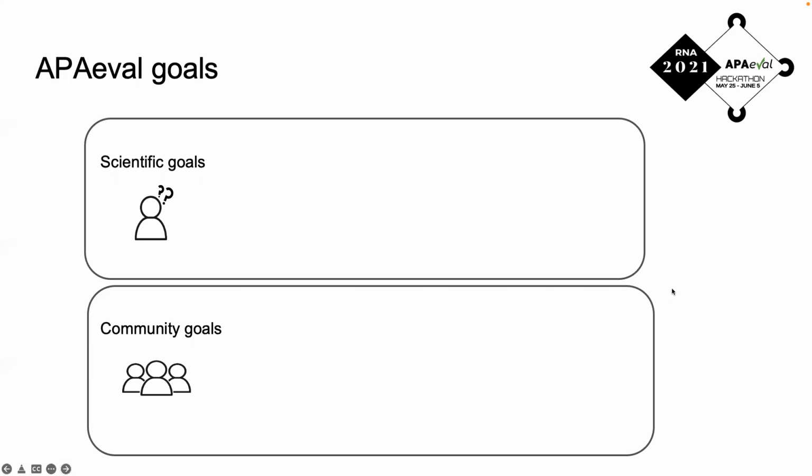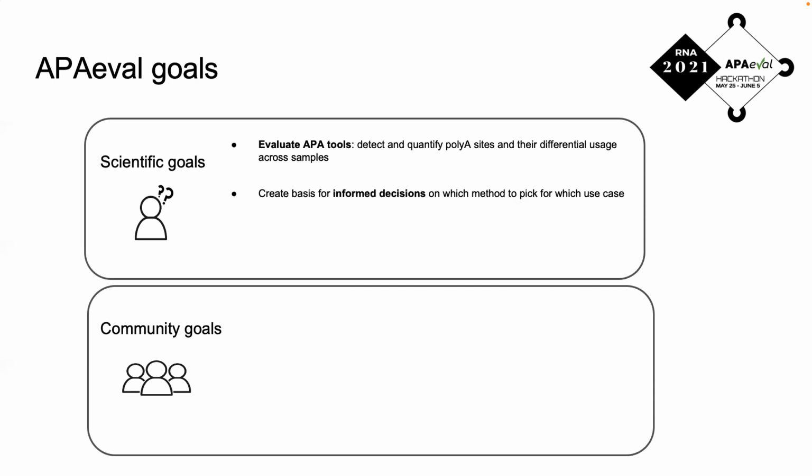For scientific goals, we first would like to evaluate APA tools to detect and quantify polyadenylation sites and their differential usage across samples. We would also like to create a basis for informed decisions on which method to pick for which use case. Not only that, in addition to the need for papers that evaluate tools, what we need more is evaluation papers that are themselves reproducible. So we want to define and create a highly automated framework for benchmarking analysis that is reproducible now and in the future, where we can easily plug and play different data sets.